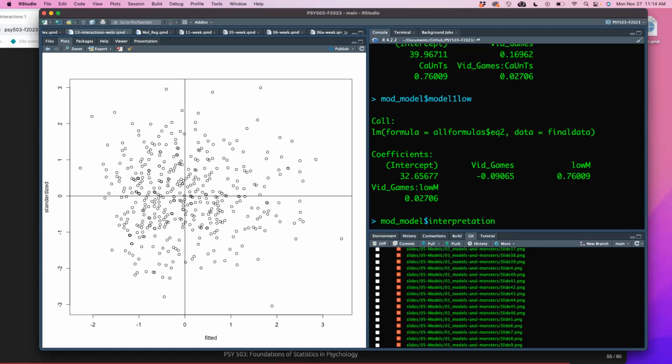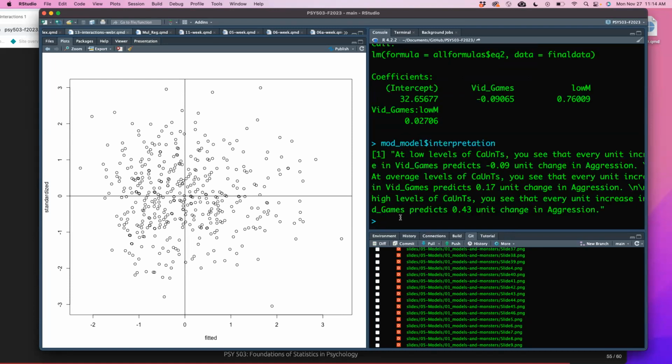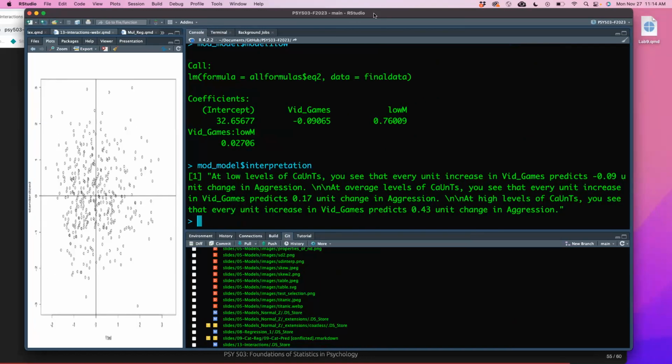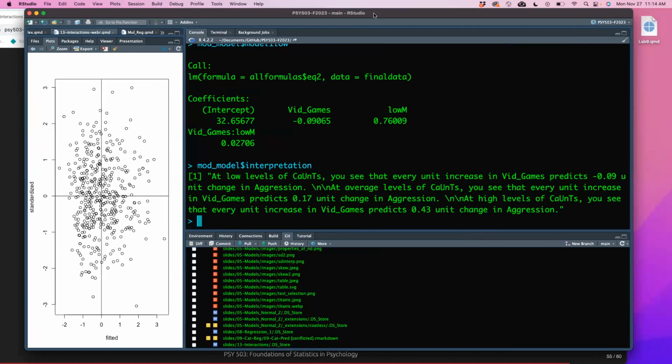It gives you an interpretation, which is also nice. It gives a little output of each level. So at low levels, so one standard deviation below the mean, at the mean, and above the mean. So we get that.